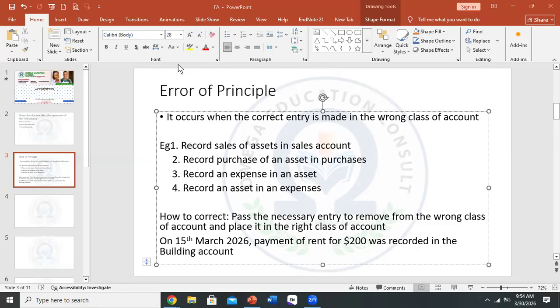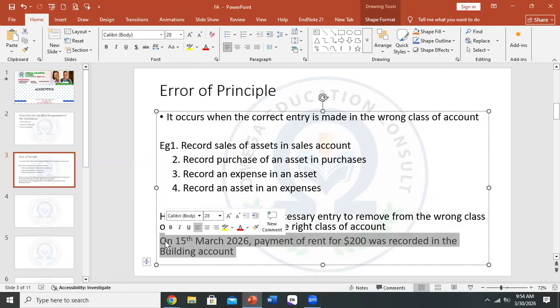Prof. Augustine Akole, would you give it a try? Sir, please, good morning. Good morning. Sir, please, can you come again? So I'm asking what entries you pass to correct this error of recording rent in building account.